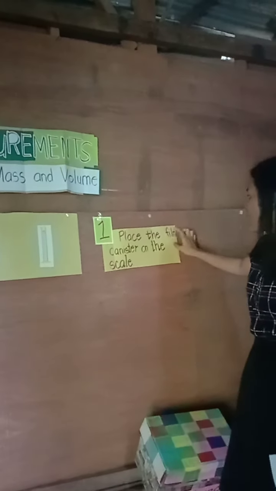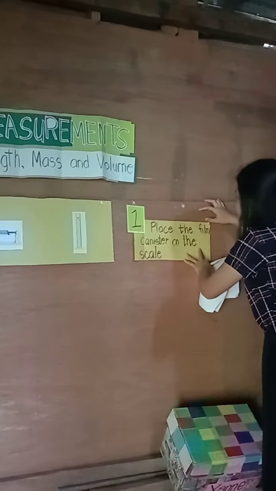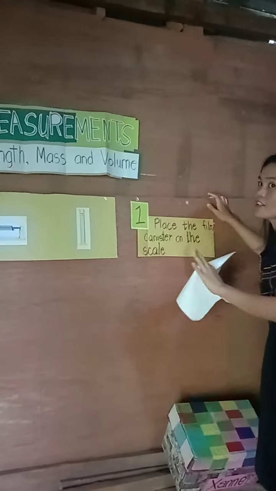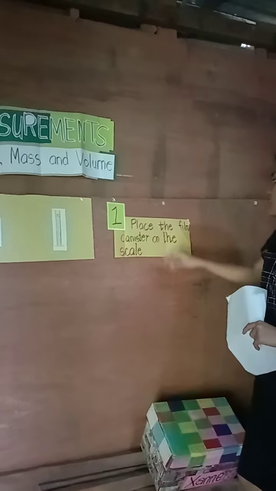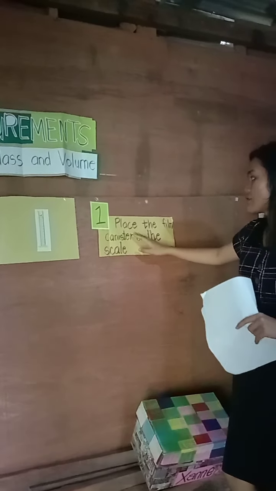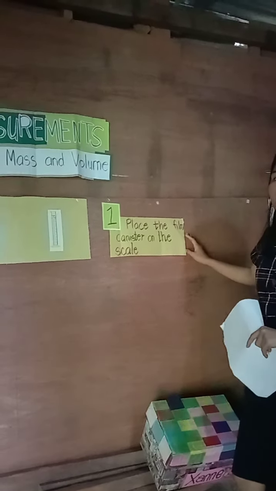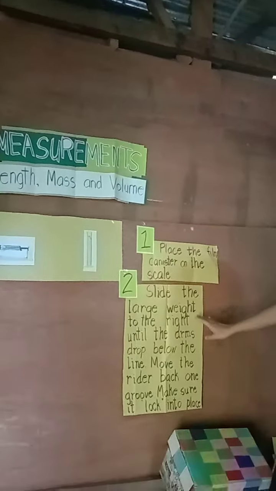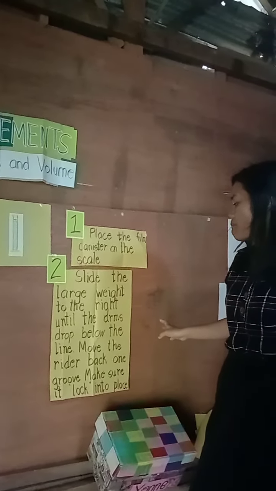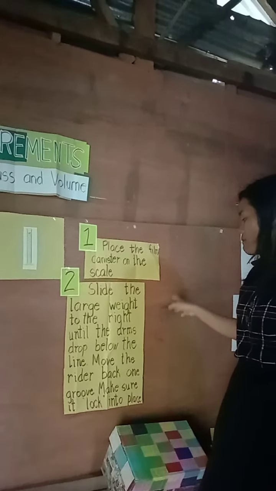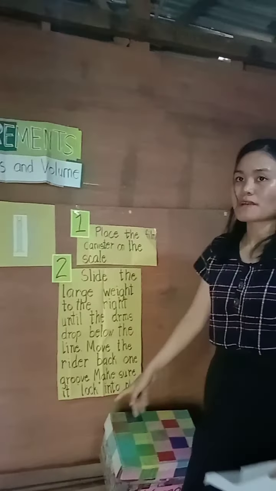It is not only you who is learning here, it is also me. For the first step, let us read together: Place the film canister on the scale. Slide the large weight to the right until the arm drops below the line. Move the rider back 1 groove. Make sure it locks into place.